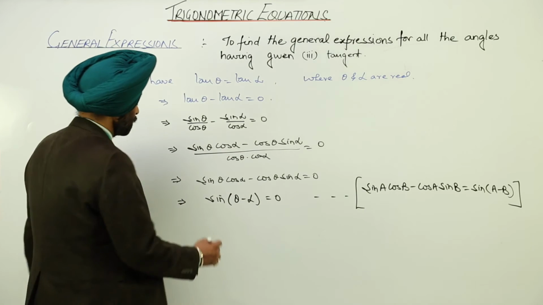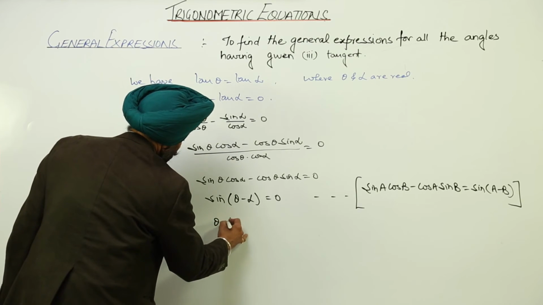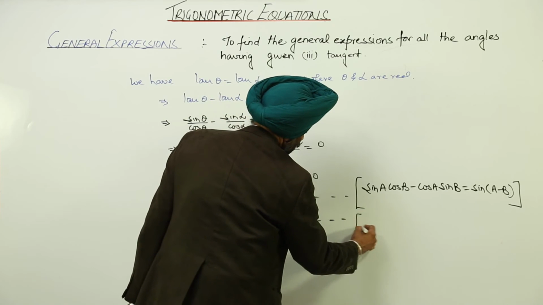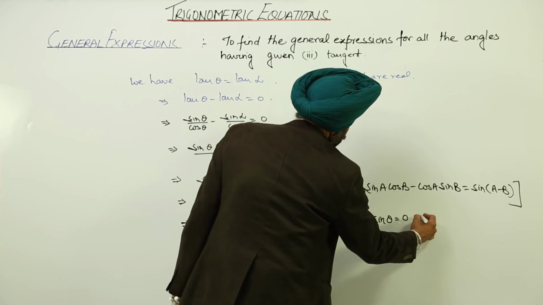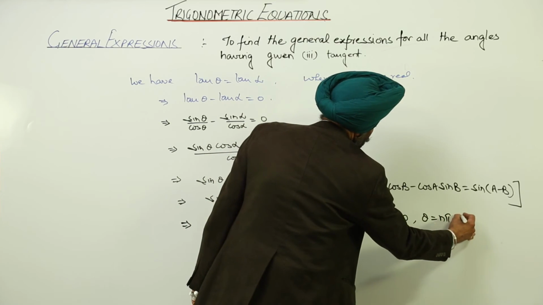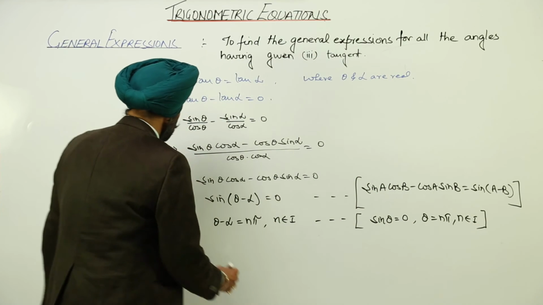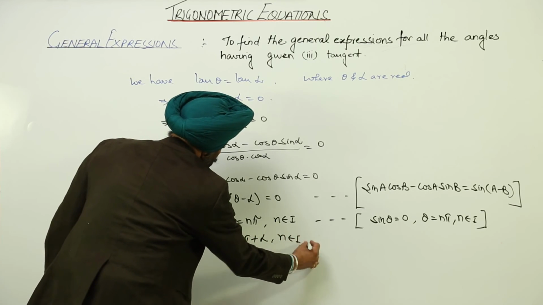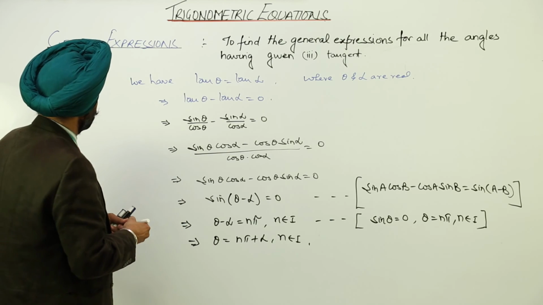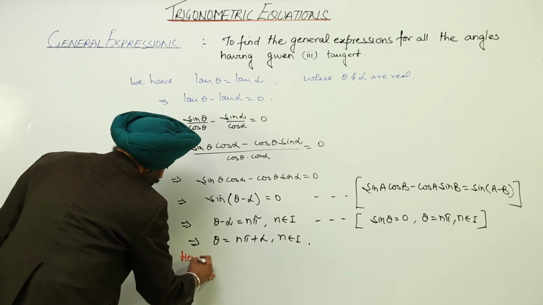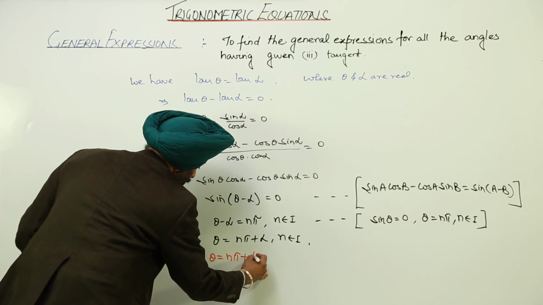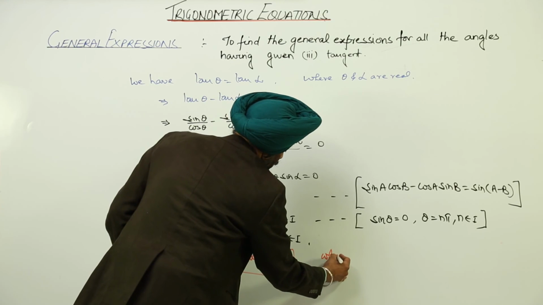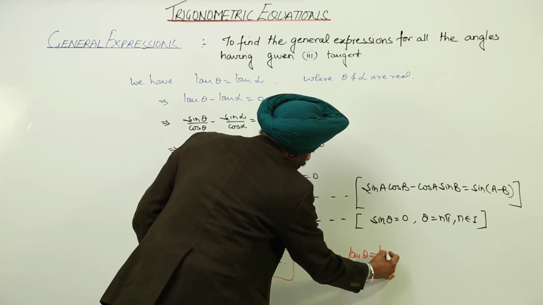Now theta minus alpha is equal to n pi, where n belongs to I. Sin theta is equal to 0, theta is equal to n pi, n belongs to I. Hence here theta is equal to n pi plus alpha, n belongs to I. Hence theta is equal to n pi plus alpha, n belongs to I, when tan theta is equal to tan alpha.